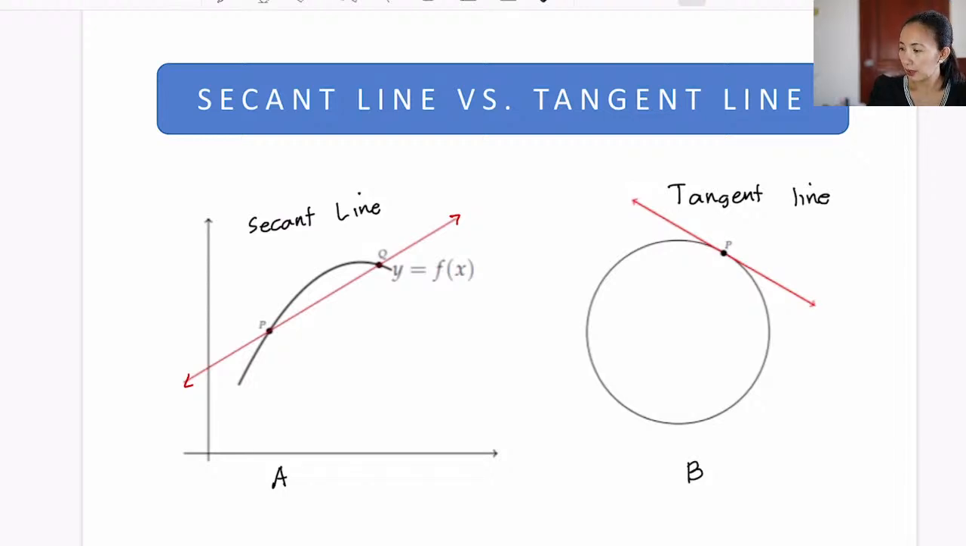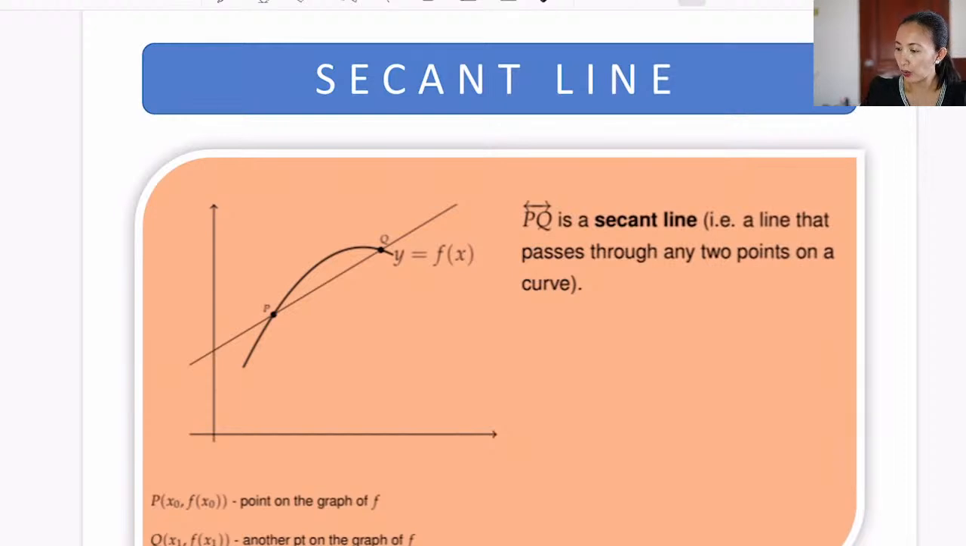Now, okay, so PQ then is a secant line. It's a secant line or a line that passes through any 2 points on a curve, P and Q. So in this case, line PQ, this is how we denote a line, intersects or crosses the curve at point P and point Q.